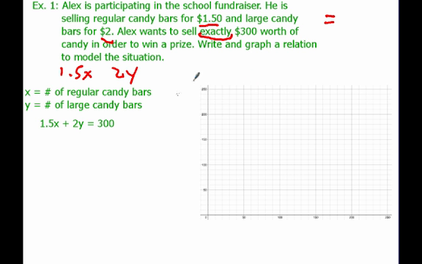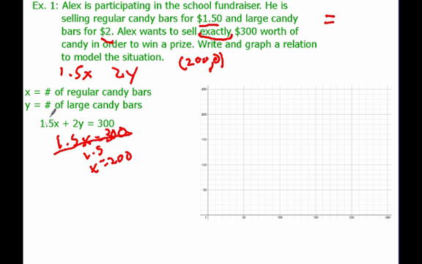So now I need to graph these. I am going to do this one by finding both the x and the y intercepts. To find the x-intercept, I plug in 0 for y. That just makes this 0, so I say 1.5x equals 300. If I divide both sides by 1.5, I get x equals 200. So I know my x-intercept is (200, 0). Similarly, if I plug in 0 for x, I get 2y equals 300. Divide both sides by 2, I get y equals 150. So my y-intercept is at (0, 150).